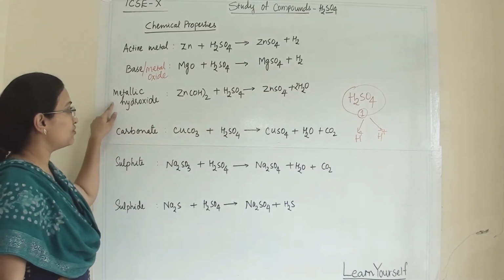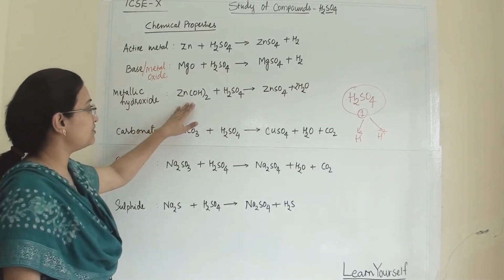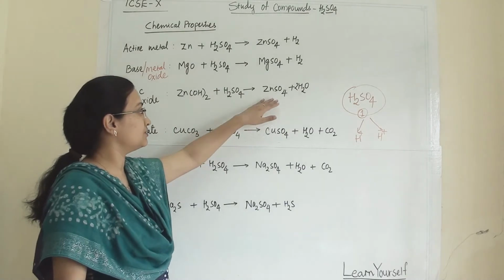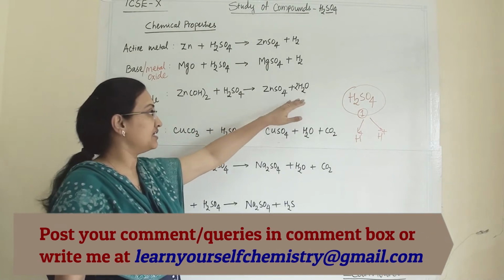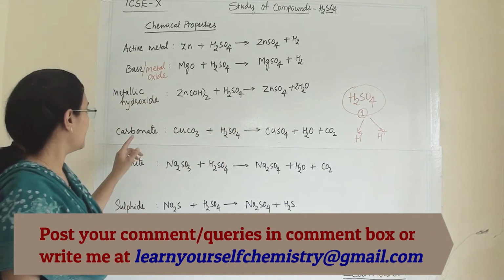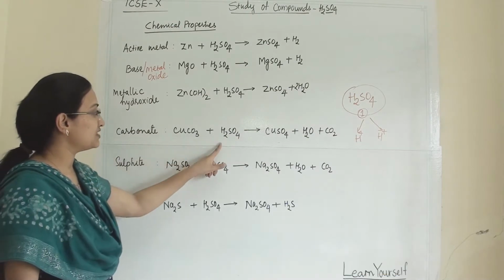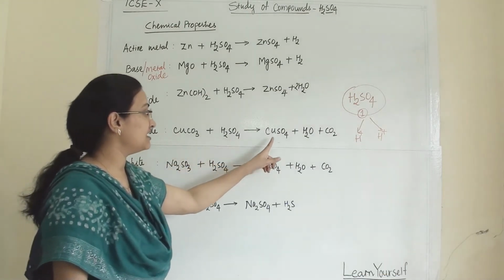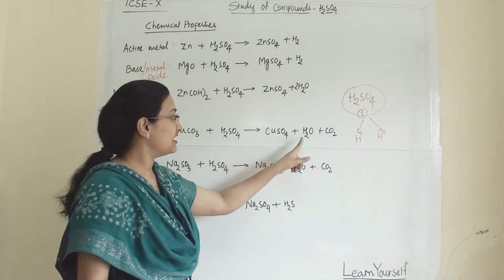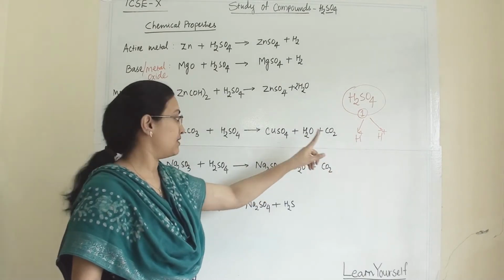When a metallic hydroxide, zinc hydroxide, reacts with sulfuric acid, it gives us zinc sulfate and a water molecule. When a carbonate reacts with sulfuric acid, it gives us metal sulfate, water and carbon dioxide.